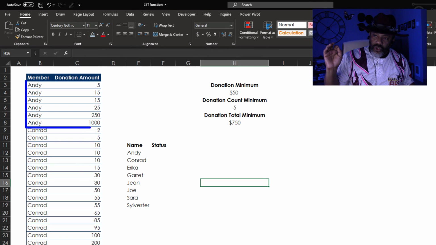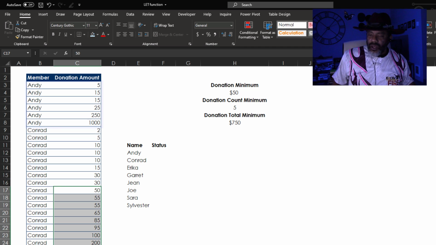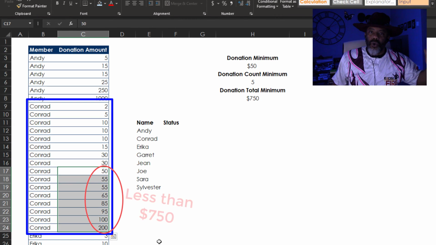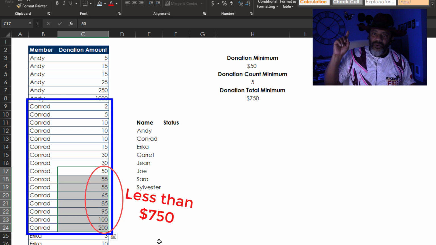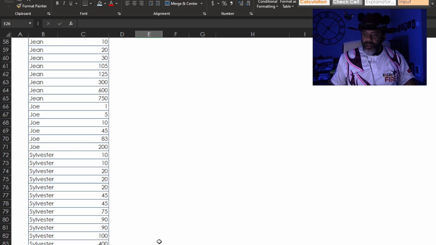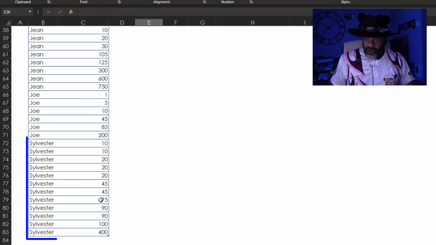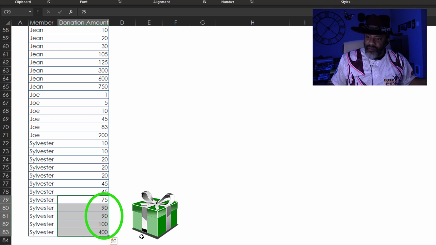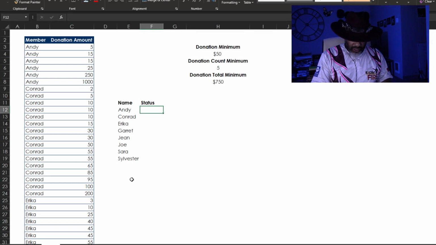Andy has two transactions over $50. He does not get a prize even though he's exceeded the minimum of $750. Conrad has eight transactions over $50, but they only total $705. No prize. Now we go to Sylvester. Five transactions, they total $755. Sylvester would get a prize. Let's write this formula for Andy.